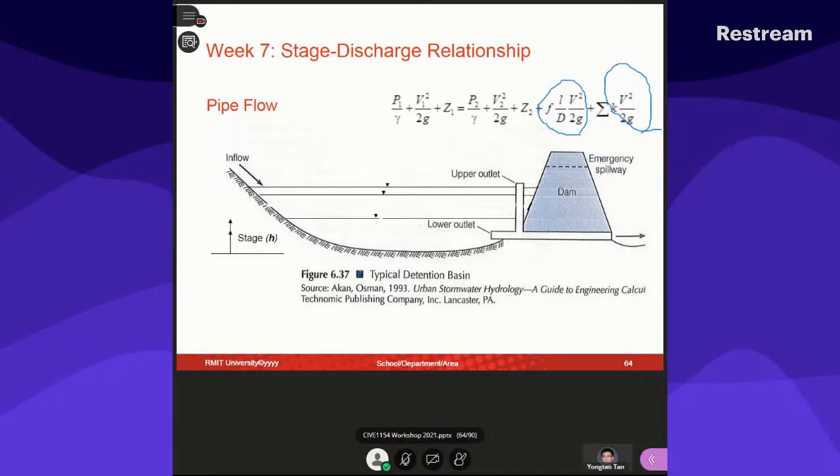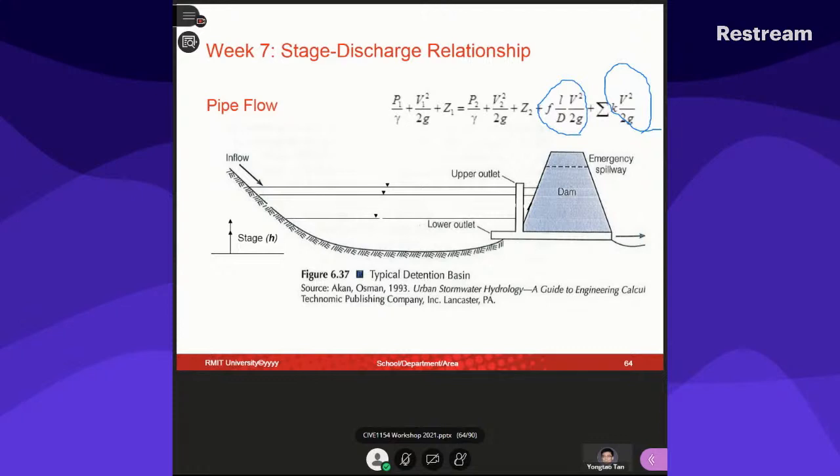The other sources of energy loss include the entrance, exit, bends, joints, valves, manholes, and other fittings and obstructions. All these other sources of resistance we refer to as the minor head loss. The key is a factor, which we can find in a table.